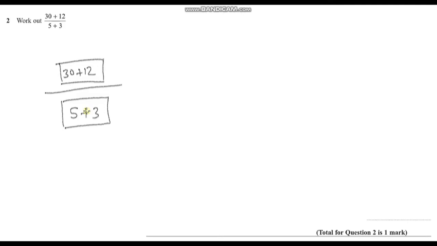Let me just do that. 30 plus 12 divided by 5 plus 3. And in your answer, you will get 21 over 4. Now, you can leave it like this, 21 over 4, as your answer. That's absolutely fine. Or you can write it as a decimal. So if you press the S-D button on your calculator, that converts it into a decimal, which gives you 5.25. So either one of these is perfectly fine to have as your answer.